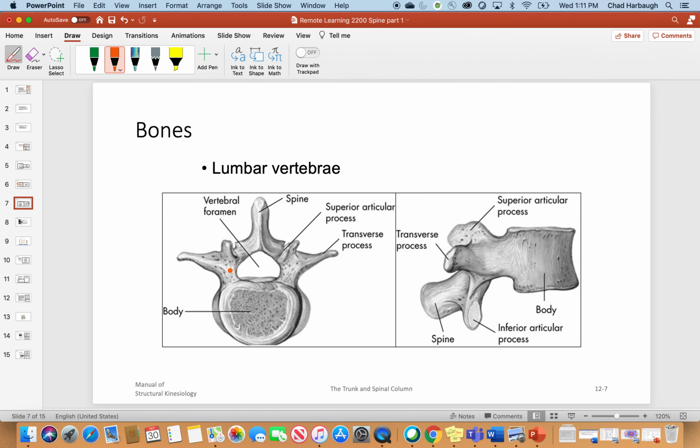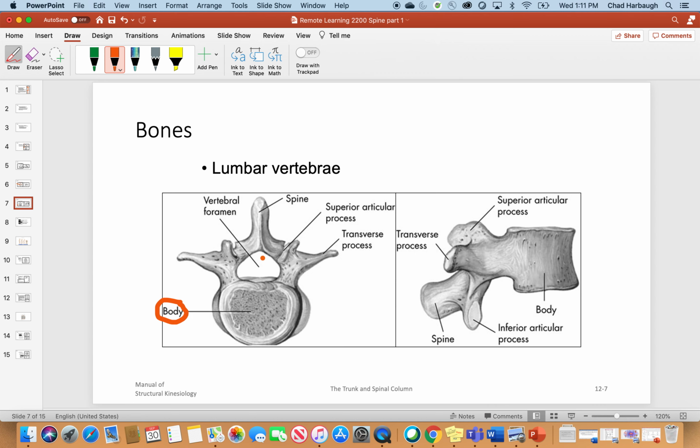When we get into the lower lumbar spine, we notice the main difference is going to be in the size of the body due to the immense amount of increase in load that the spine has to carry. The first thing that we see is going to be that the body has become enlarged to support the weight.